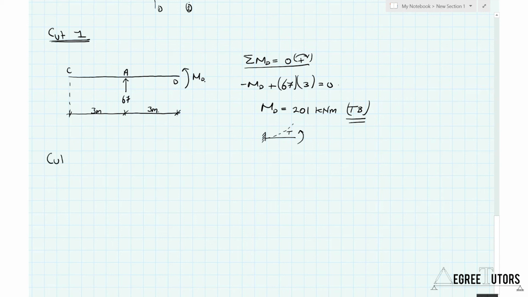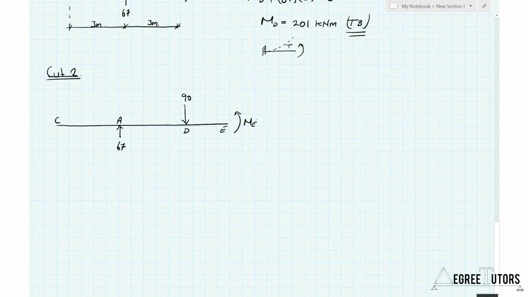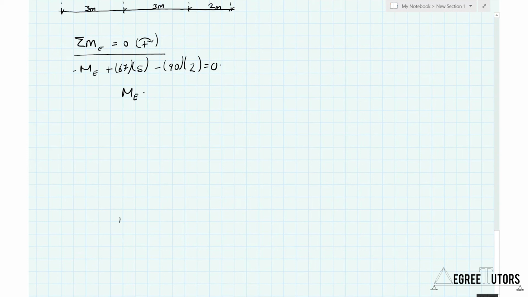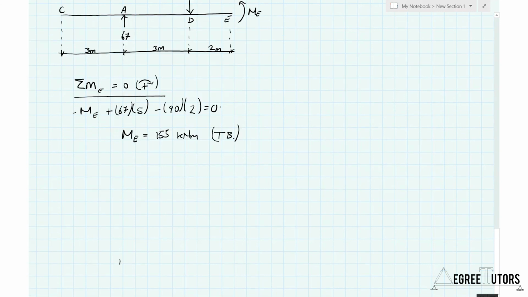Okay, let's jump straight into cut 2. Right, what have we got? M minus ME plus 67 times 5 minus 90 times 2 equal to 0. And so ME is equal to 155 kilonewton meters. Again, positive indicating my assumed direction was correct, which would induce tension on the bottom of the structure. Okay, so then the final thing to do is cut 3.